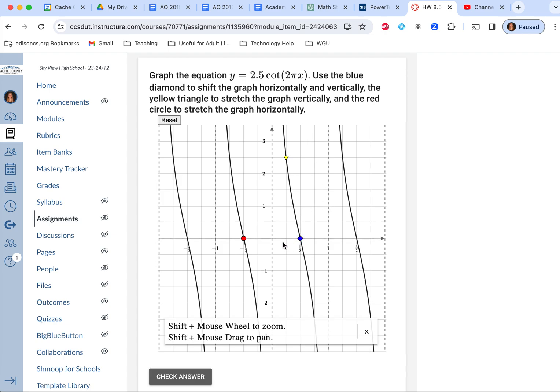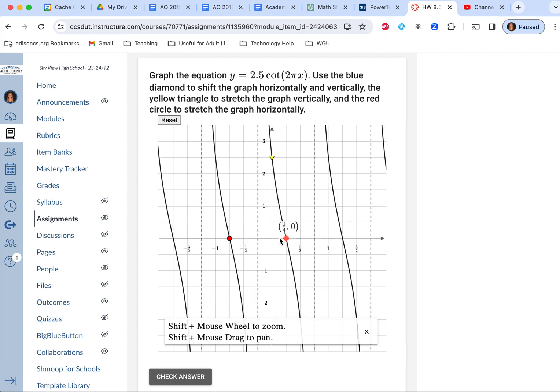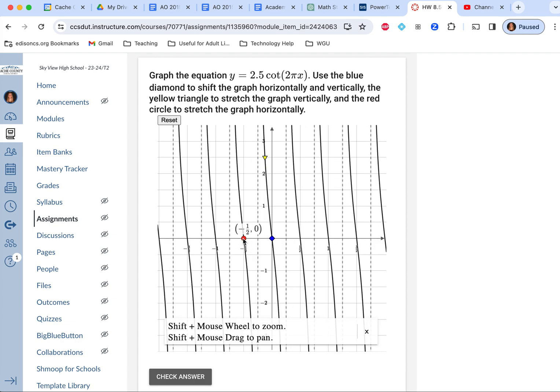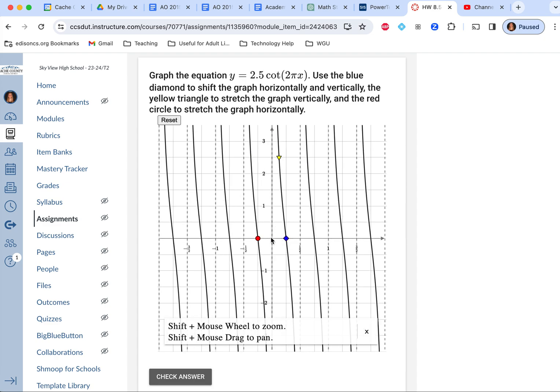Now you could do what we did with cosecant, bring the red or the blue diamond to the origin to pretend that it's tangent for a minute. And then I bring the red dot into a half. That's the length of the period. It could be a -1/2 or +1/2, doesn't matter. But because it's cotangent, I need to move it back so that the asymptote is the starting point in the y-axis. And then you notice the second asymptote is at 1/2.